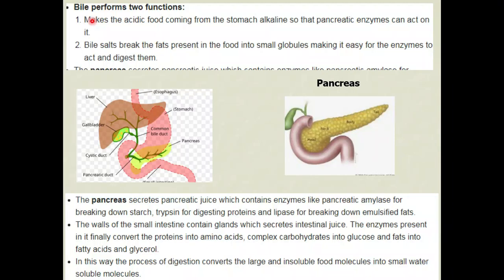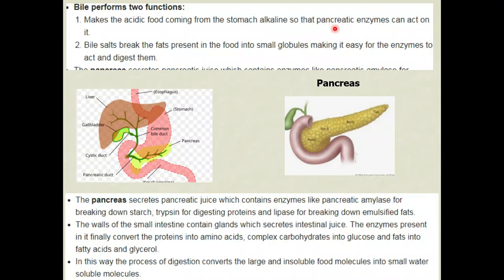So here the bile juice performs two functions. The first function is that it makes the acidic food coming from the stomach basic, that is alkaline, so that pancreatic enzymes can act upon it.